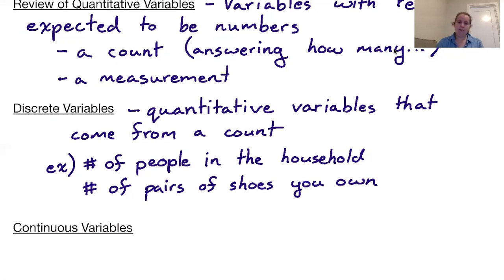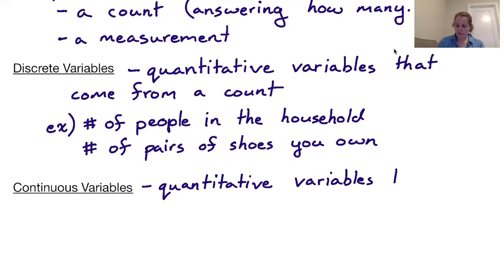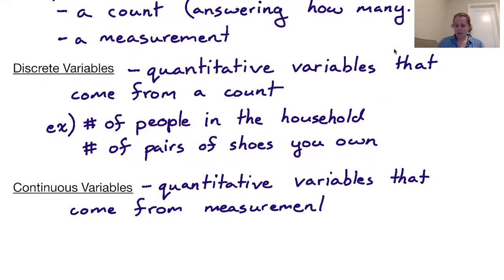Versus a continuous variable, or continuous variables. These are also quantitative variables that come from measurement. The reason these are called continuous is because theoretically, if we have precise enough measuring tools, any decimal possible could happen.